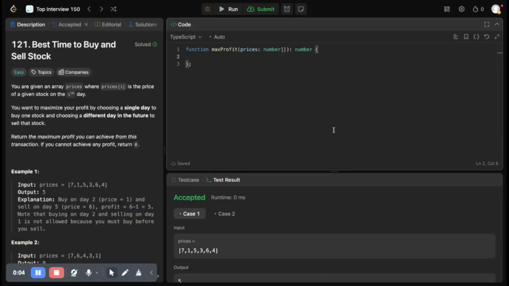Today we are going to be solving the best time to buy and sell a stock, LeetCode 121 question, using TypeScript. Let's try to understand the question first.